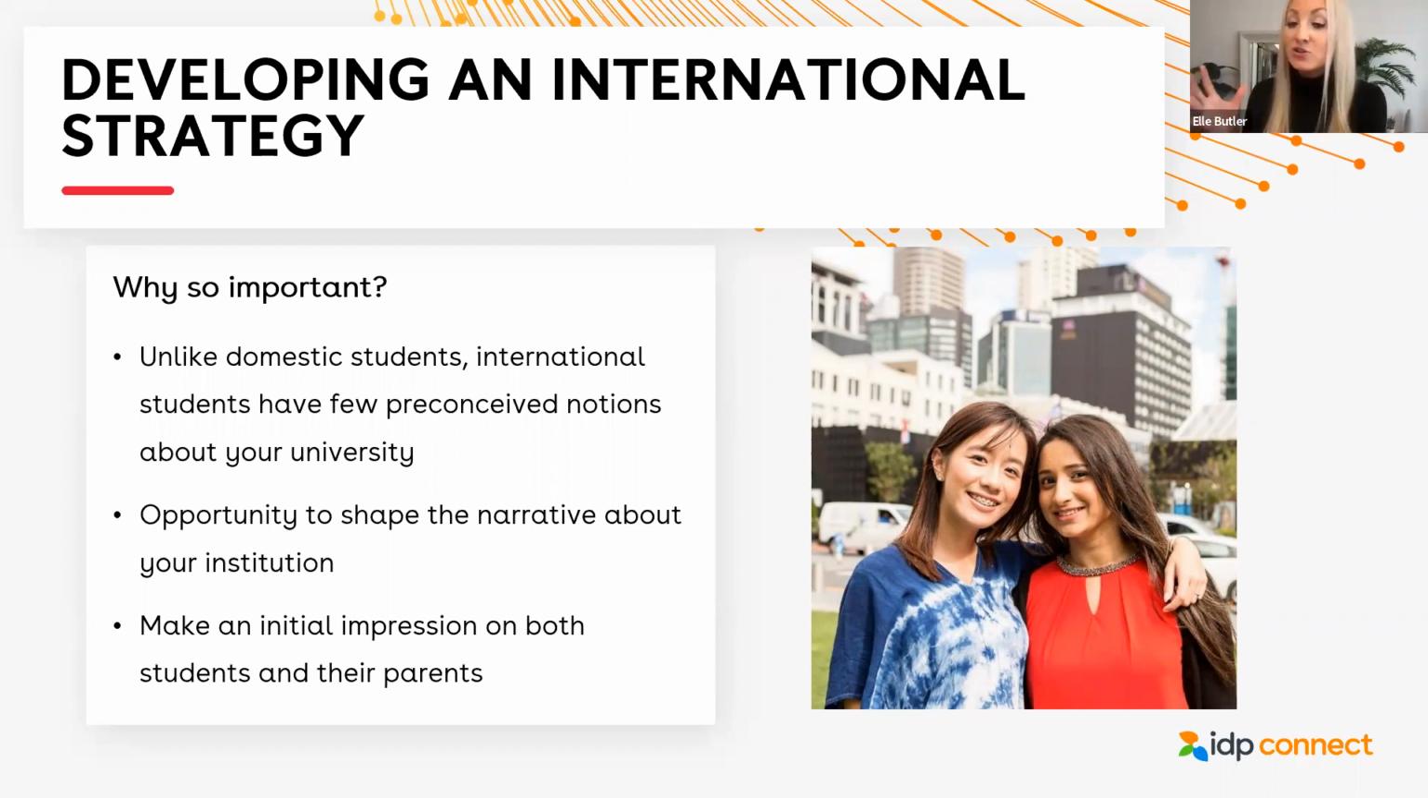Of note, what might traditionally matter to domestic students when selecting their institution, such as driving distance to home, or the feeling that they get when they attended an open house or visited a residence hall, might not be strong deciding factors for international students. Therefore, there is a massive opportunity to make a strong initial impression on both students and parents and to speak to the factors that are most critical to them.